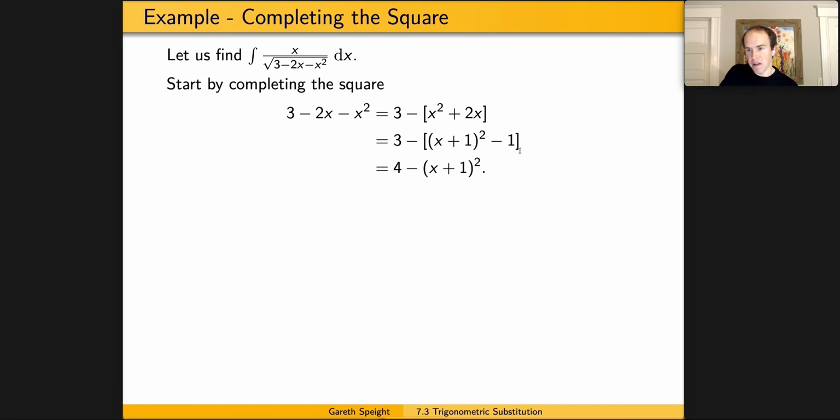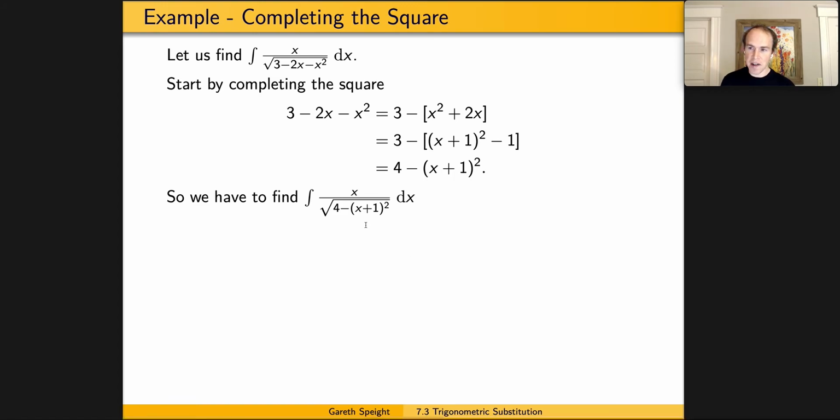I get 3 minus 1 is 4, and then minus x plus 1 squared. So probably I didn't teach you completing the square in those few moments, but use whatever trick or method you like, or look it up if you're a little shaky on completing the square. But okay, the thing inside the square root becomes 4 minus x plus 1 squared. So if we rewrite it in that form, we have to integrate x divided by the square root of 4 minus x plus 1 squared.